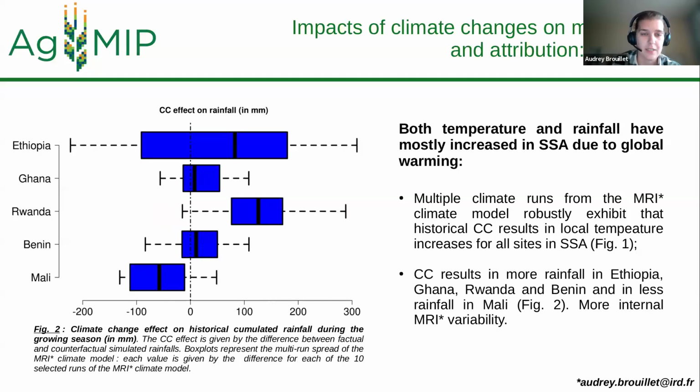In terms of rainfall this time, here is a corresponding graph, so some comparison. What we find is that climate change here results in more rainfall. So in Ethiopia, in Ghana, in Rwanda, and in Mali, there is less rainfall than here. Obviously, here we must be more cautious with the results, because as you can see, there is more internal variability for the climate model, more uncertainty with the climate model here for the value, but the multi-model mean still shows this result, so more rainfall for all African sites, but in Mali.